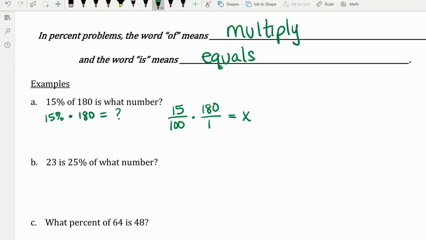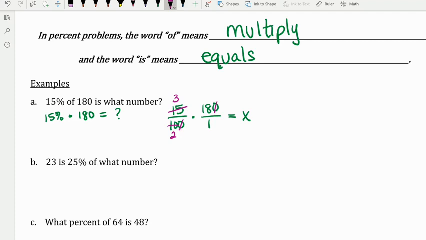Now, before I go and multiply these, I can help myself out a little bit by canceling or reducing these fractions. First of all, I'm going to divide both the 100 and the 180 by 10. So basically, I'm just going to cross out that last 0. That's one thing I can do. I can also then reduce the 15 over the 10. I can divide both of those by 5. So 15 divided by 5 is 3, and 10 divided by 5 is 2, right? You could even keep going here.